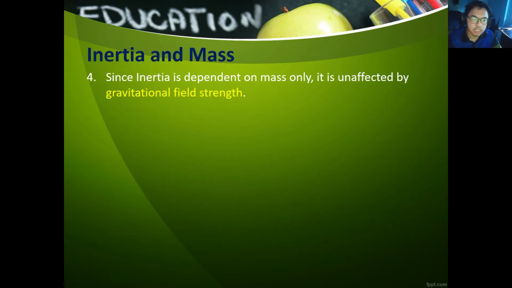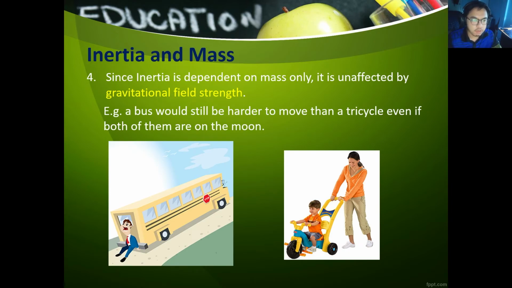And inertia is only dependent on mass. It is unaffected by the gravity of the planet or the gravity of the place, otherwise known as the gravitational field strength. For example, if you bring a bus to the moon, the bus will still be harder to move on the moon than a lighter object like a tricycle, even if both of them are on the moon.